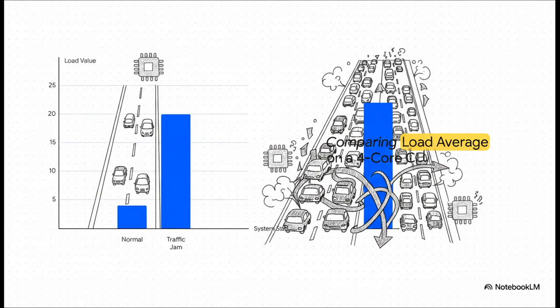Load average represents how many processes are backed up, just waiting in line for CPU time. Imagine a 4-core CPU. If the load average is exactly 4, that's perfect. 4 lanes of traffic, 4 cars moving smoothly. No problem. But if that load average hits 20 on a 4-core CPU, yeah, that is a massive CPU traffic jam. It means 16 processes are desperately waiting for their turn, and your system is severely, severely bottlenecked.